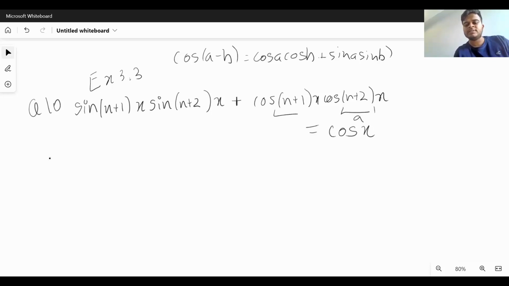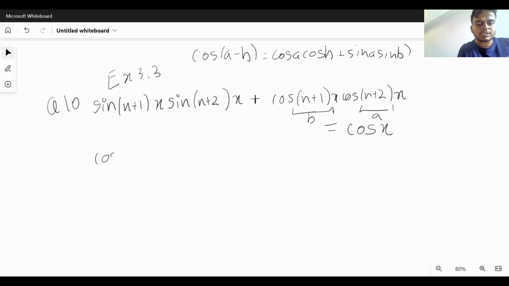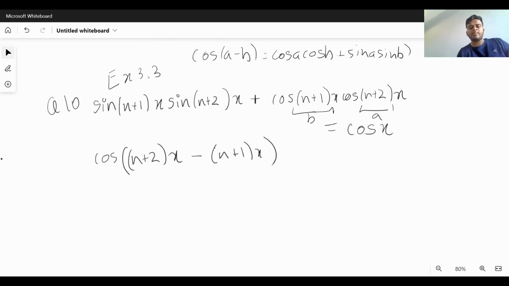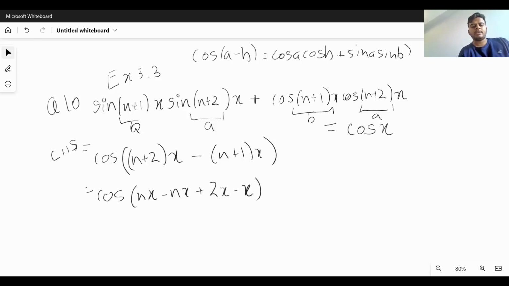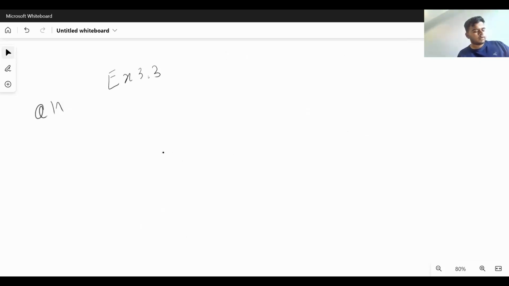This is our A, this is our B, correct? So can I write this as cos of n plus 2 x minus n plus 1 x? Can I write this? I can, right? Because this is also A, B, and this is also A, correct? I have just used this identity above and I have written this in the simplified form, right? This is the LHS, by the way. When I do this, let us try and multiply x inside, get nx minus nx plus 2x minus x. x and x gets cancelled, and I'm left with cos x, correct? And that is equal to RHS as well. The question is solved.